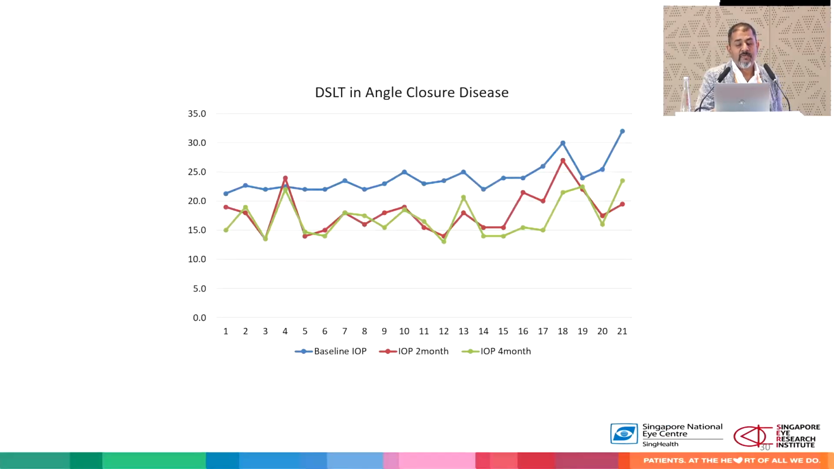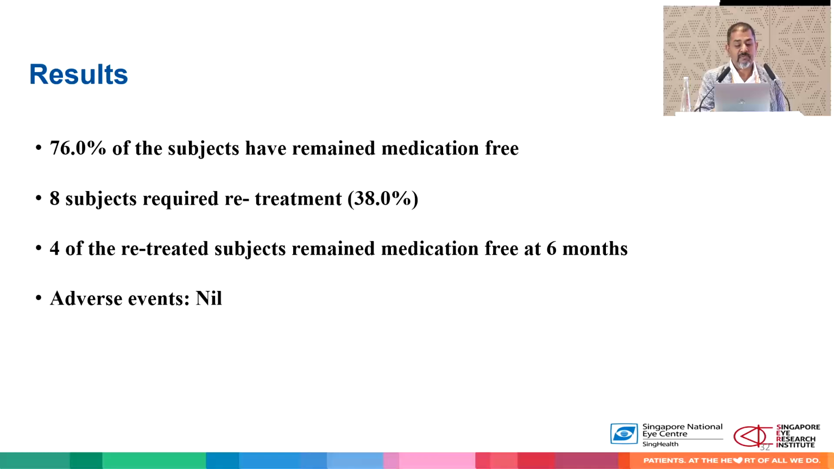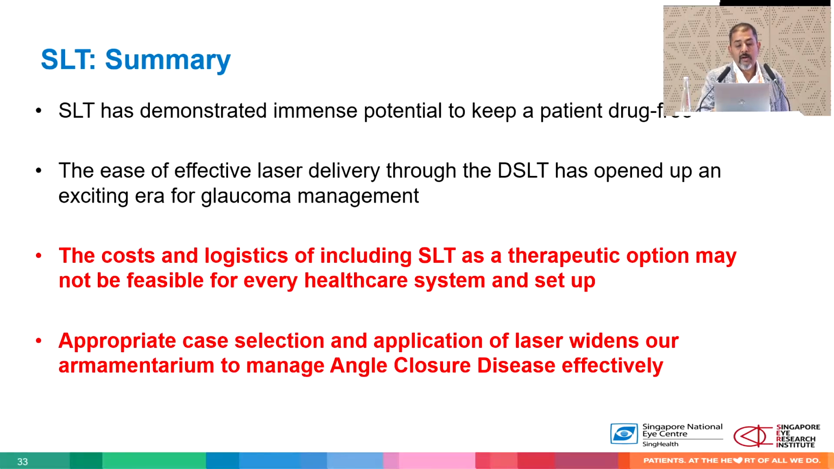In our own trial of DSLT in angle closure disease, especially in eyes that have been iridotomized and have at least 180 degrees of open angle, the effectiveness, indicated by the green line at 4 months, was pretty good. We noted that the intraocular pressure drop ranged from about 25 to 36% at about 4 to 6 months, and 76% of the subjects remained medication-free. About 38% needed retreatment, and overall, SLT has demonstrated immense potential to keep a patient drug-free.